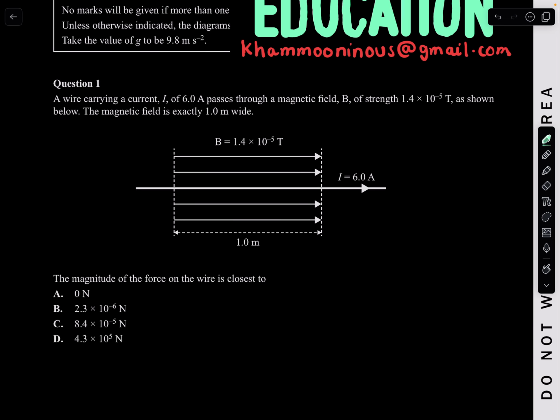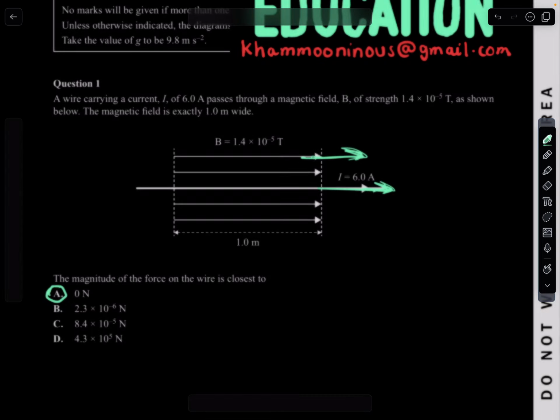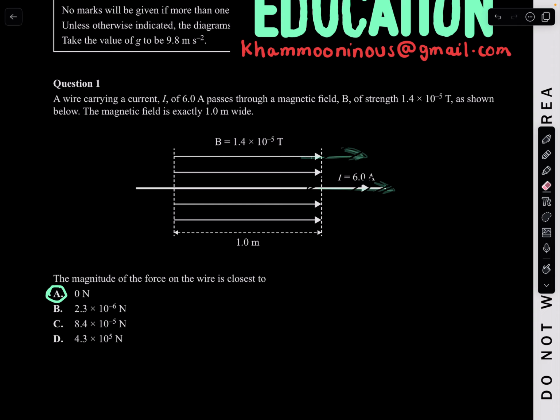Question 1. A wire carrying a current of 6 amp passes through a magnetic field B of strength this, as shown below. The magnetic field is exactly 1 meter wide. The magnitude of the force on the wire is closest to what? It's actually 0 because the magnetic field and the current direction are both parallel. They need to be perpendicular for a force to be created. So this has to be 0. Remember, if both are parallel, there is no force going to be produced. Nice and easy.